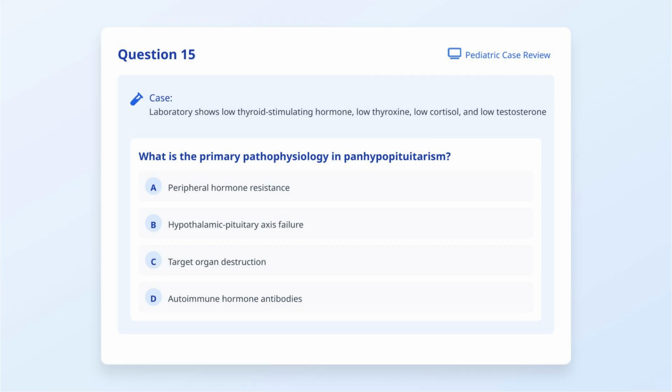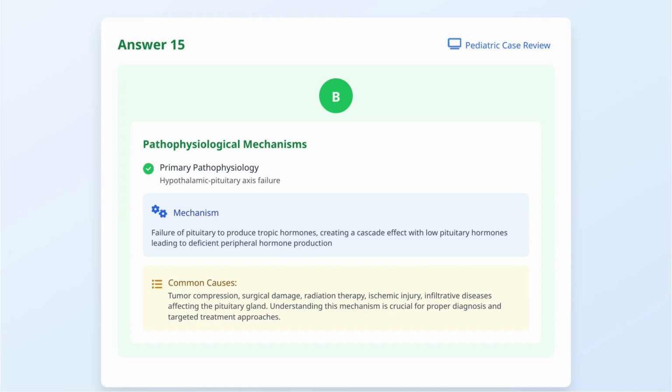Case scenario: laboratory shows low thyroid-stimulating hormone, low thyroxine, low cortisol, and low testosterone. Question: what is the primary pathophysiology in panhypopituitarism? Option A: peripheral hormone resistance. Option B: hypothalamic pituitary axis failure. Option C: target organ destruction. Option D: autoimmune hormone antibodies. The correct answer is B.